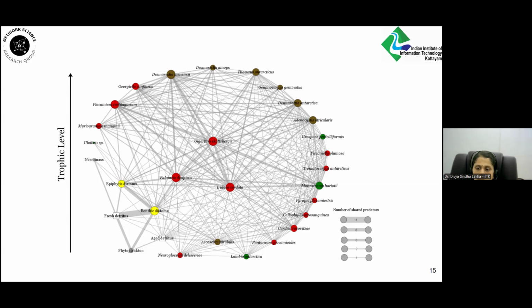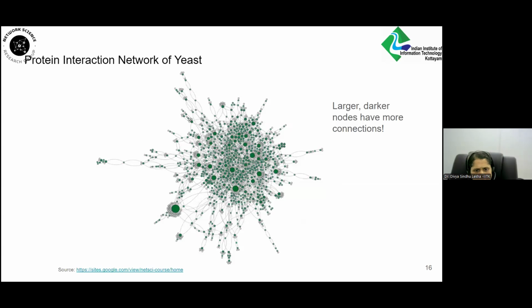When the number of shared predators is only 1, you can see that small lines are there representing that. And the largest number of shared predators is 11, and see the width of the line that is shown, it is very thick. So basically we are having a weighted network here. Along with the edge or the relationship that is represented, we are giving some weight or depth of the relationship as well. This is another example, a protein interaction network of yeast. This is another data set.